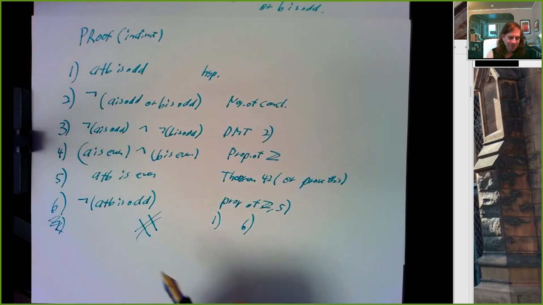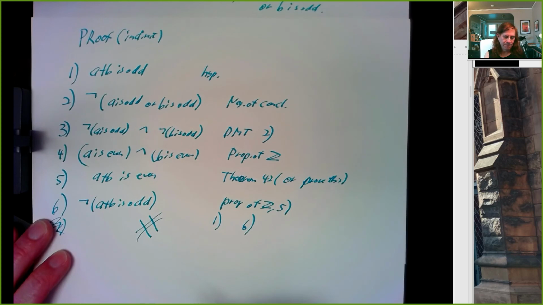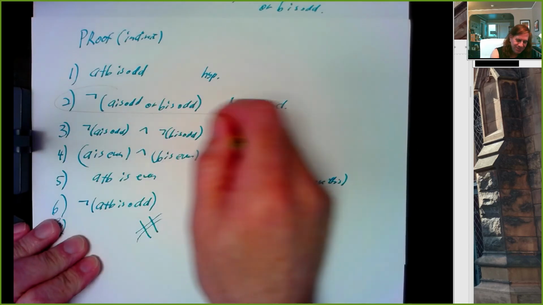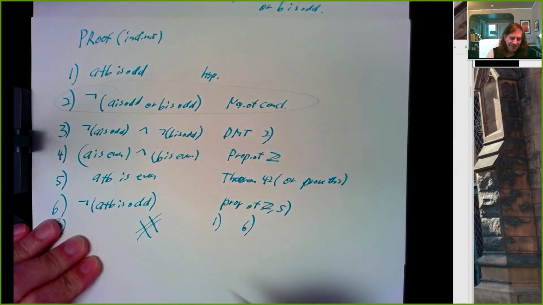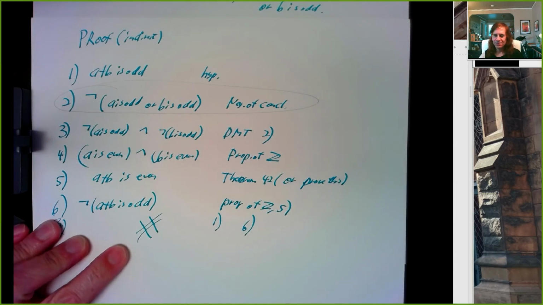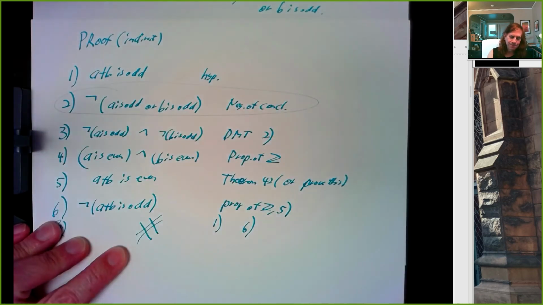Well, go ahead. So if that's false, then, wait, I don't understand. We assumed this, and this let us prove false. Well, you can't prove false. Right? Since we can't prove false, this must itself be false.